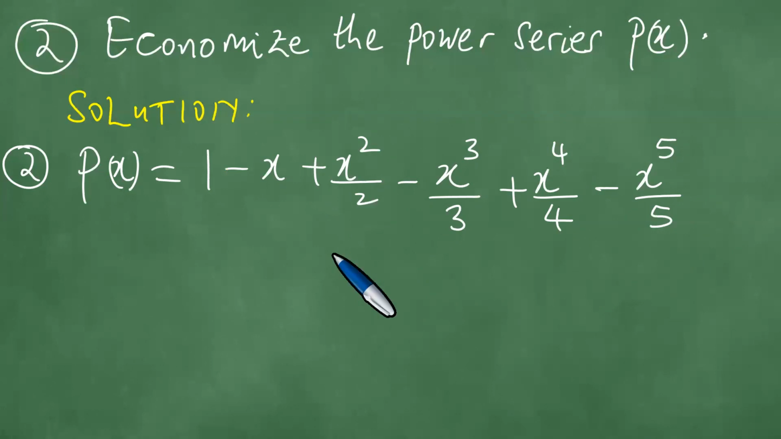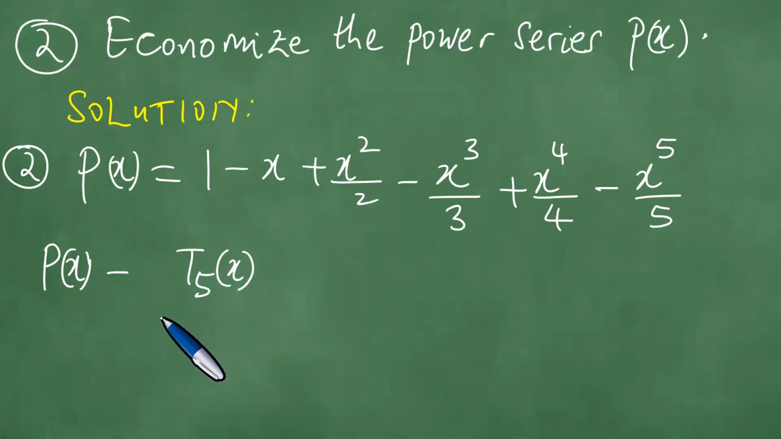Let's economize P. And here is the power series P of x, the truncated version, that is, not up to infinity, not an infinite number of terms. To economize it, we need to be very careful, but also perform some algebraic manipulations. We take the power series P that we need to economize and take the Chebyshev polynomial and analyze the degrees of this.